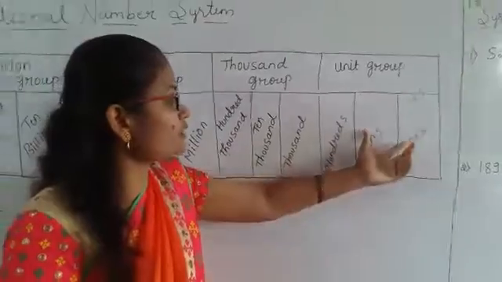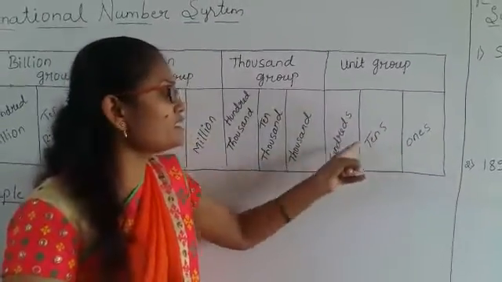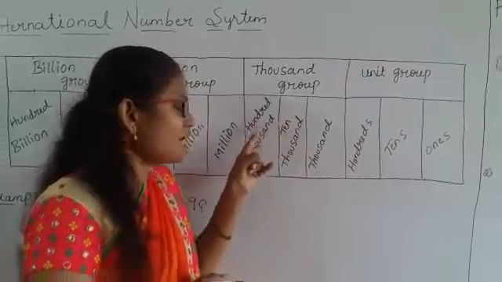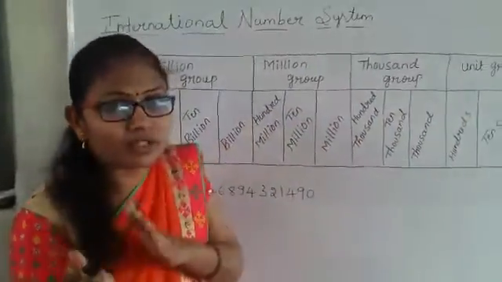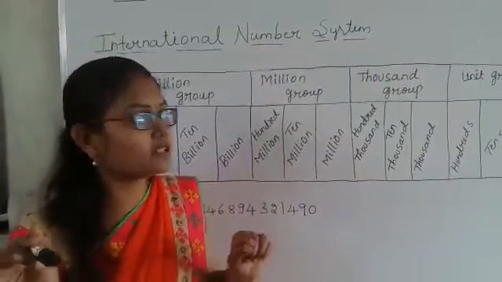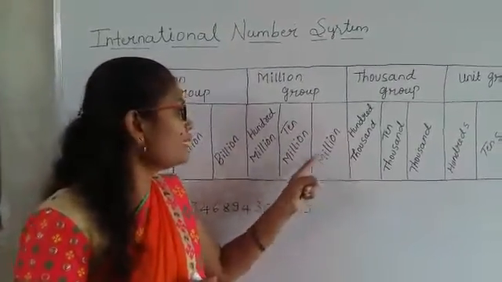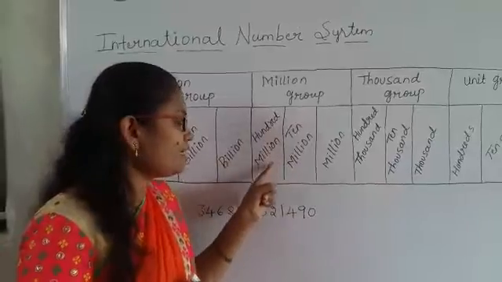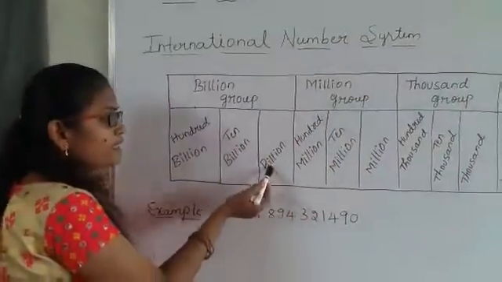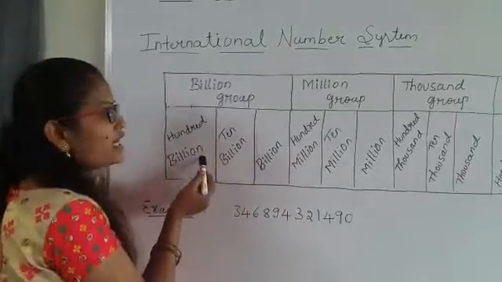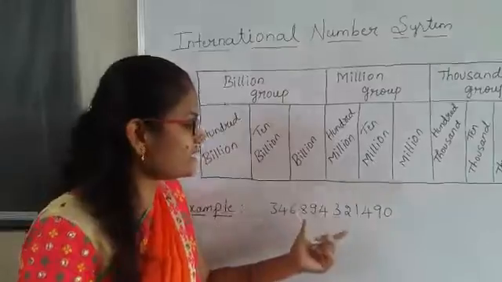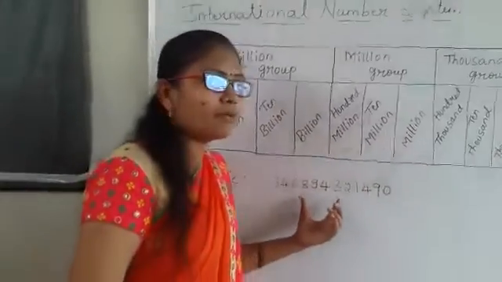See, one more time I will explain, children. Under the unit group, which place values come? Ones, tens, hundreds. Under the thousand group, 1000, 10,000, 100,000. After 1000, there is no lakh here. According to the international number system, million, 10 million, 100 million come under the million group. Next, billion, 10 billion and 100 billion come under the billion group.